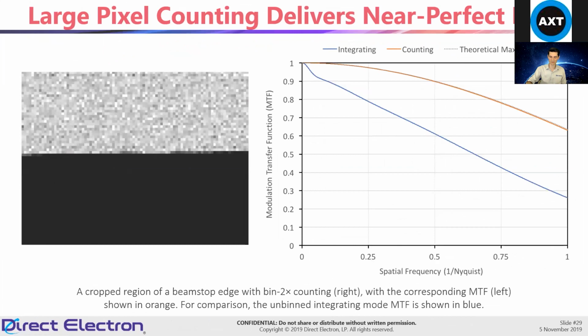And the benefit of this is that if you use a large pixel, so if you have an event that's in 4 physical pixels, and then you do hardware binning, and then the signal is only in 1, then there's no question about where the event is. And so when you do counting using large physical pixels, you essentially get, with our cameras, the DE64 and the DE16, a near perfect MTF.